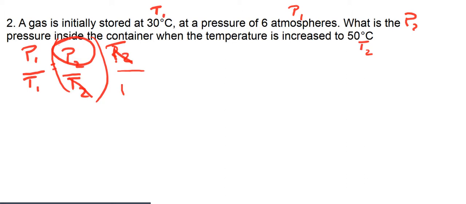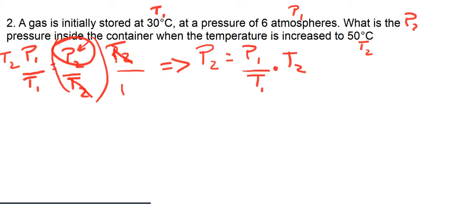So now we have to remember whatever we do on one side of the equal sign, we have to do on the other side of the equal sign. So now we can take P2 equals P1 over T1 times T2. So we know what P1 is, yep, and we know what T2 is, yep, and we know what T1 is.